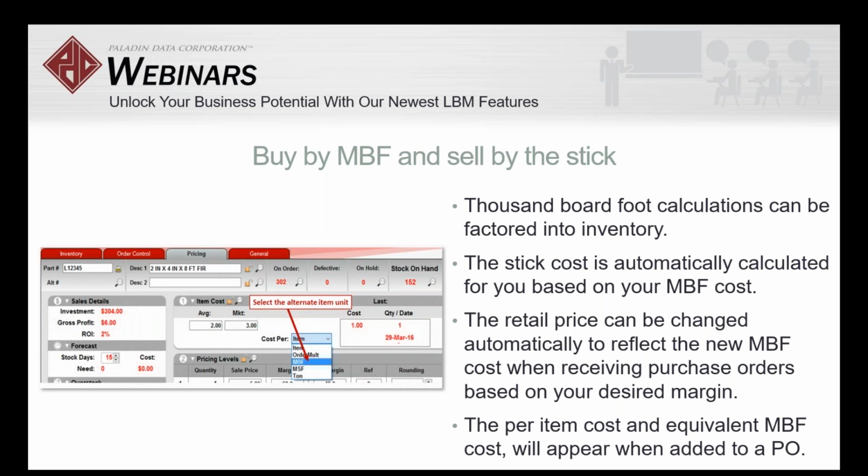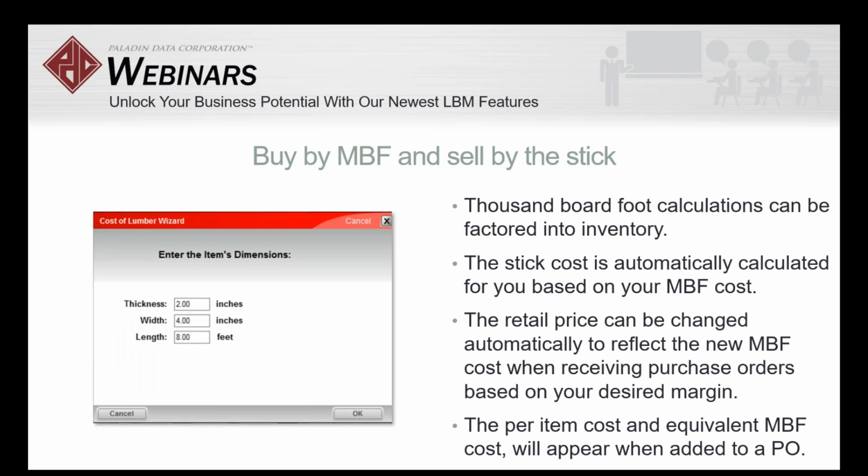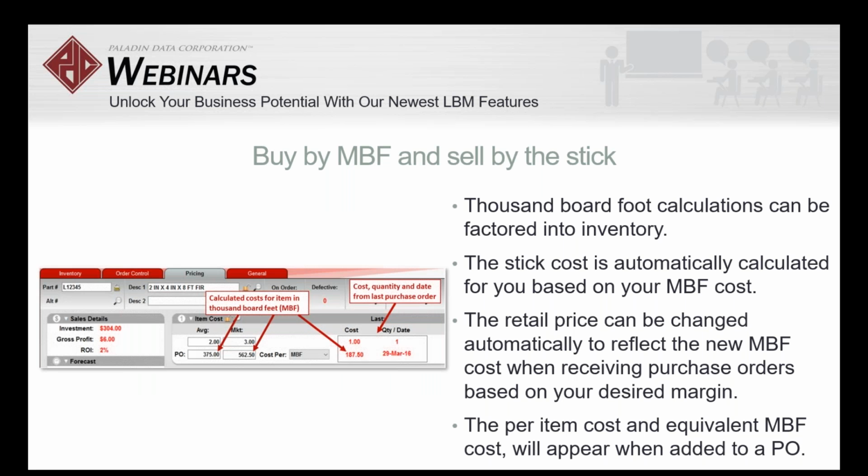Buy by the 1,000 foot and sell by the stick. So this has been in the system for quite some time, but I'm just highlighting all the lumber capabilities here. So if you select in the inventory under the pricing screen MBF, 1,000 board foot, it'll prompt you to put in the thickness, the width, and the length. And then it does all the calculations in 1,000 board foot and shows it on the PO.